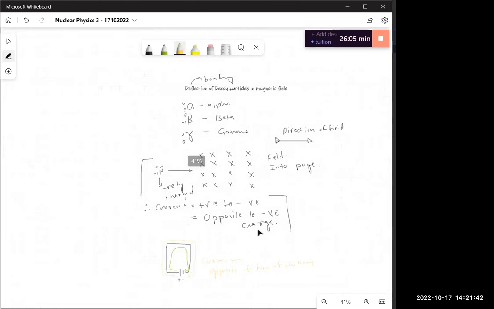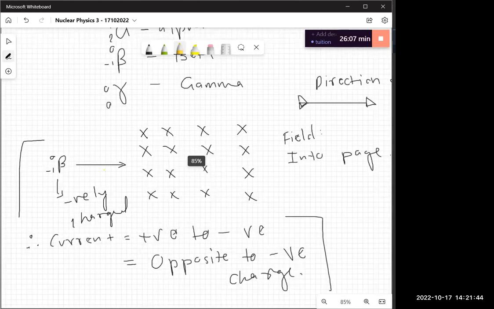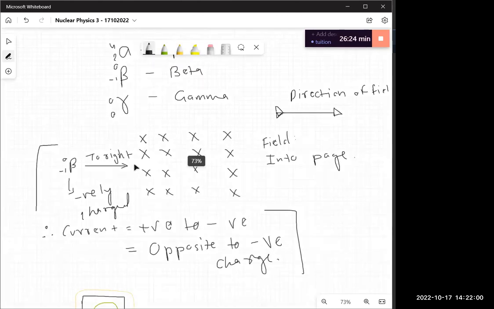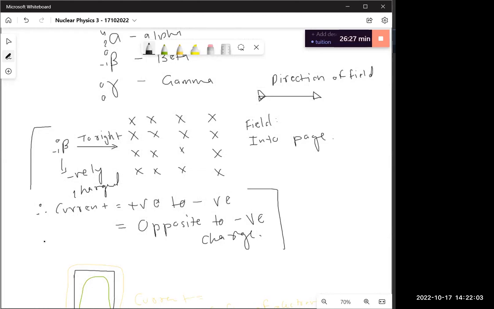Now we need to realize one more thing. If the beta particle is going in this direction to the right, beta is going in which direction, Anas? Not into the page, that's the magnetic field. The beta particles are going to the right. Right. Therefore, what is the direction of the current? Current will be to where? To the left.